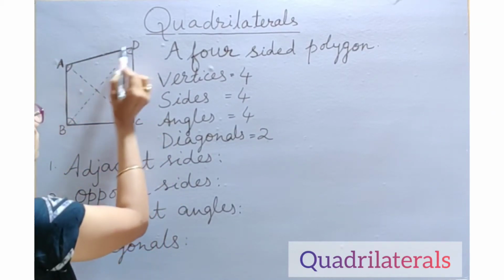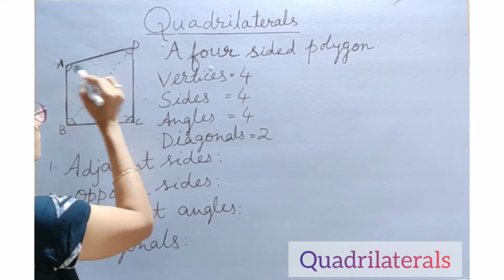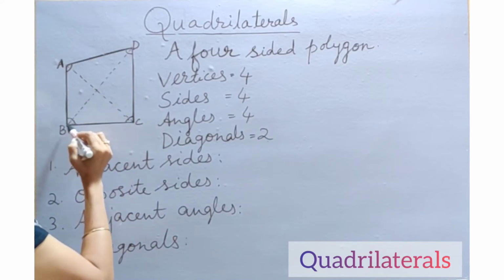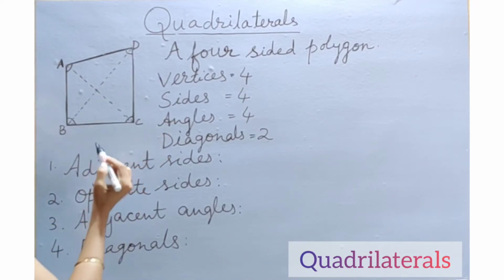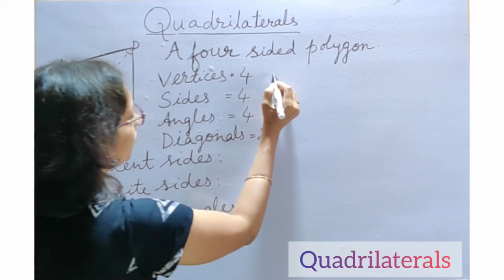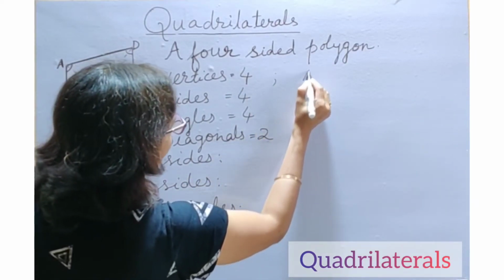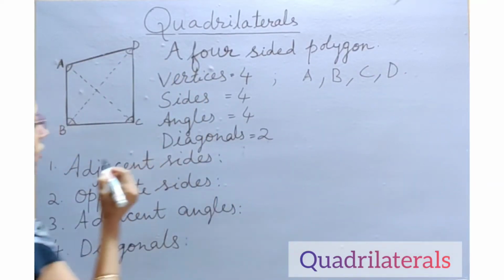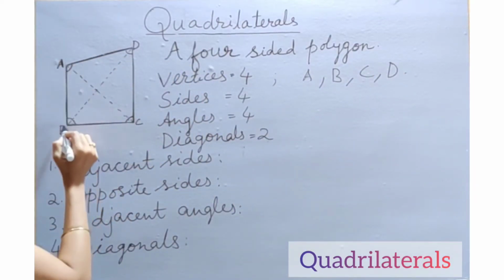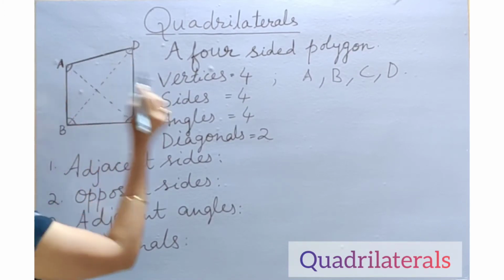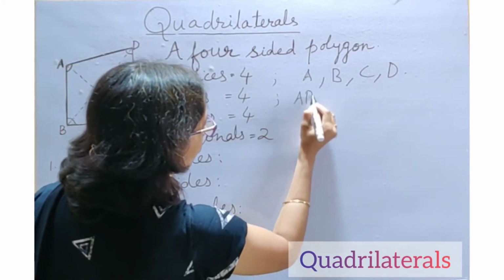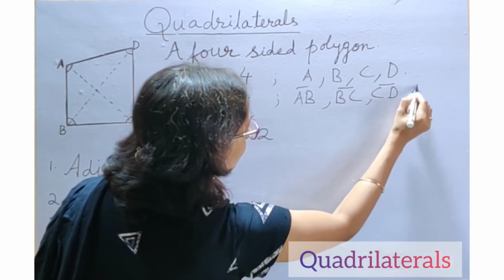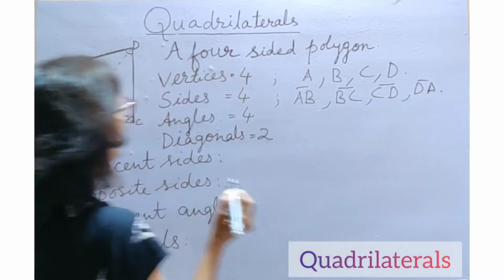You can see 4 sides, 4 angles and 4 vertices, and it has 2 diagonals. So what are the 4 vertices? Let us see. The 4 vertices are vertex A, B, C and D. Now let us see the sides AB, BC, CD and DA. These are the 4 sides.